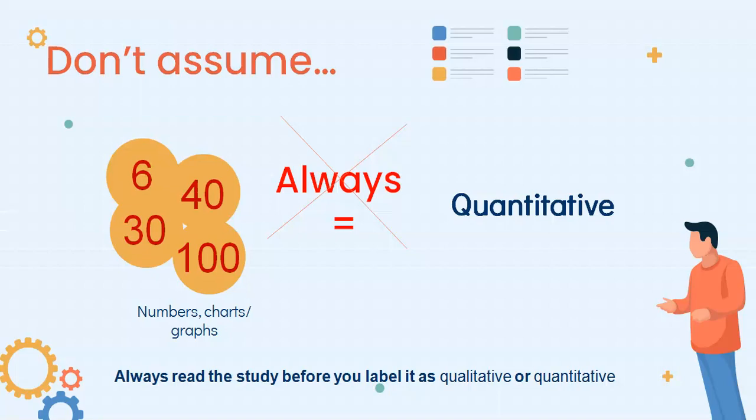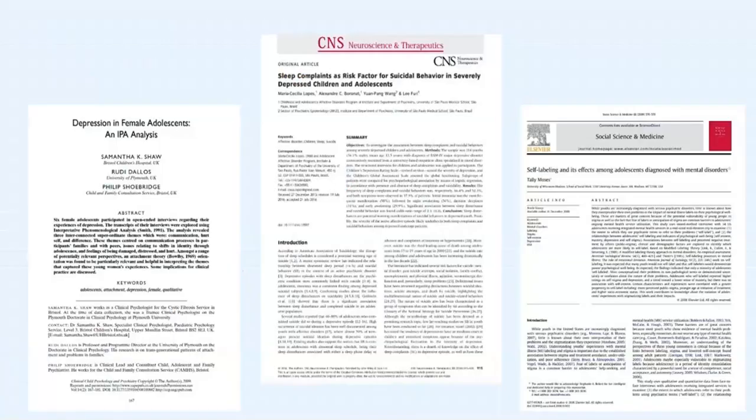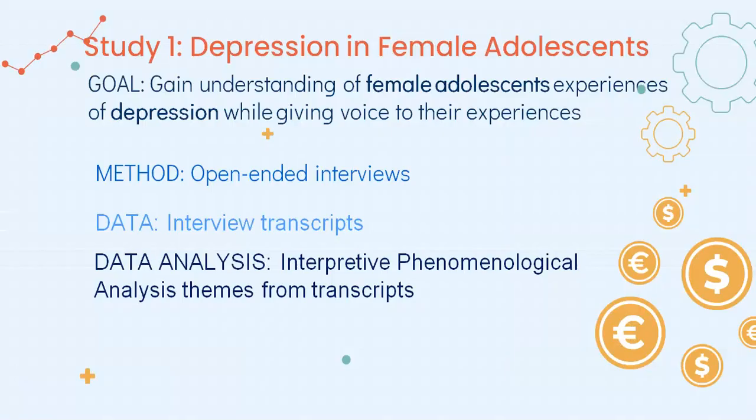Let's take a look at some examples. Here are three articles, studies about adolescent mental health. We will focus on their goals, method, data, and data analysis technique to determine if they are quantitative or qualitative. Our first study is about depression in female adolescents. According to the article, the goal of this exploratory study was to gain an understanding of female adolescents' own experience of depression and give voice to their experiences.